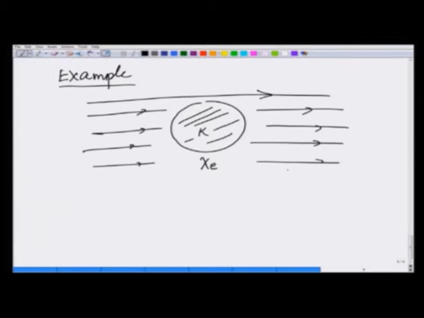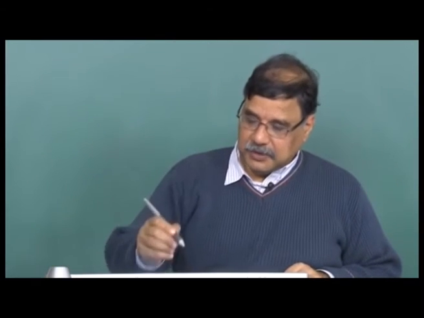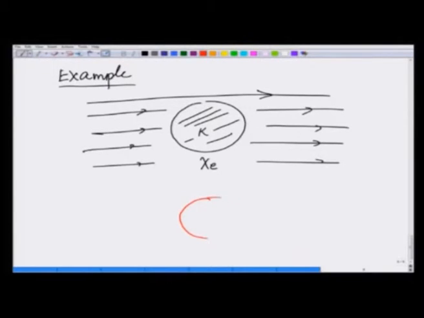Let us first compare what happens if this was a metallic sphere. Suppose this was a metallic sphere. In a metallic sphere, because that is made of a conductor, the field inside would be 0. So, E inside would be 0, and E at the surface would always be perpendicular.